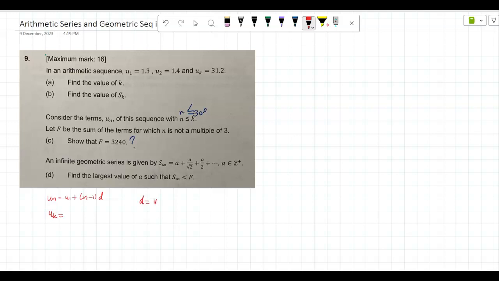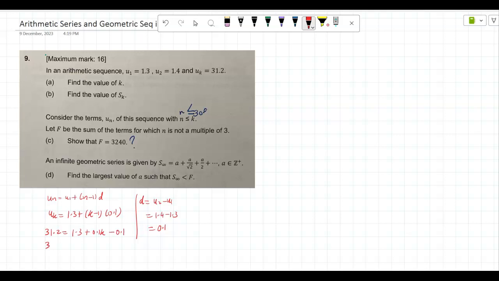So that's perfect, very good. U2 minus U1: 1.4 minus 1.3, that's 0.1. Now that you have that, you plug it into your UK. UK is equal to 1.3 plus (K minus 1) times 0.1. So UK is 31.2, correct? Is equal to 1.3 plus 0.1K minus 0.1.